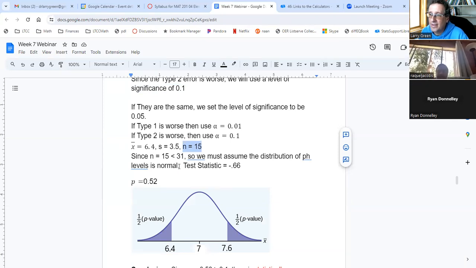X bar is not a sample size. X bar is a sample mean. N is a sample size. Does that make sense in terms of the notation?